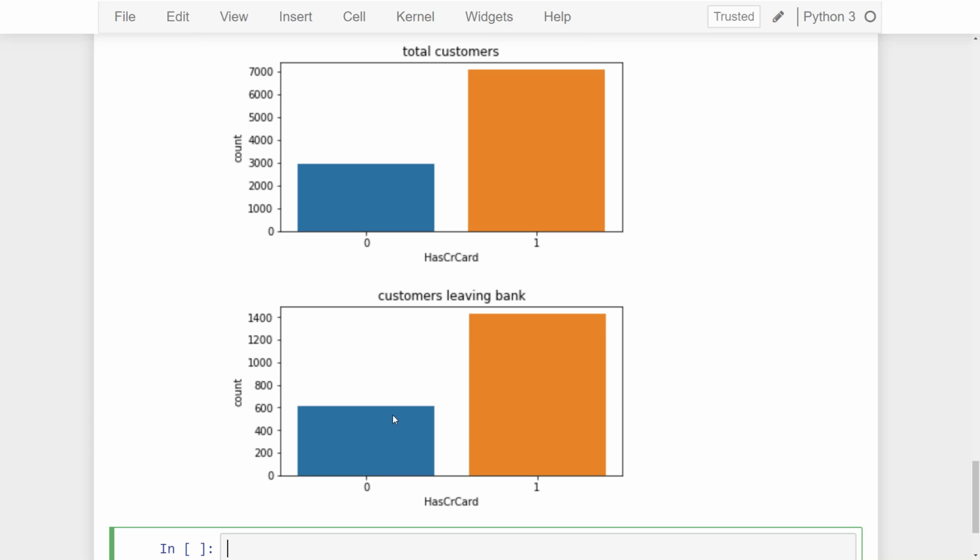Right, having a credit card or not having a credit card, is that impacting customers leaving, not leaving, or has no impact on customers' behavior?